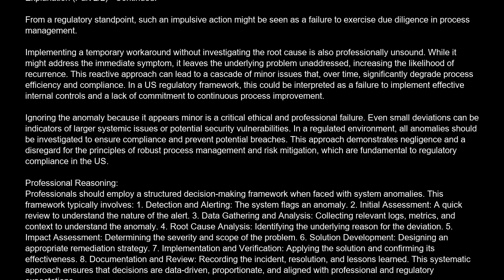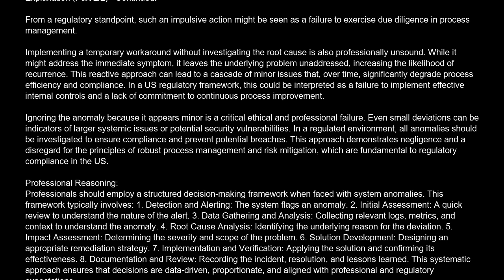From a regulatory standpoint, such an impulsive action might be seen as a failure to exercise due diligence in process management. Implementing a temporary workaround without investigating the root cause is also professionally unsound. While it might address the immediate symptom, it leaves the underlying problem unaddressed, increasing the likelihood of recurrence. This reactive approach can lead to a cascade of minor issues that, over time, significantly degrade process efficiency and compliance. In a U.S. regulatory framework, this could be interpreted as a failure to implement effective internal controls and a lack of commitment to continuous process improvement.